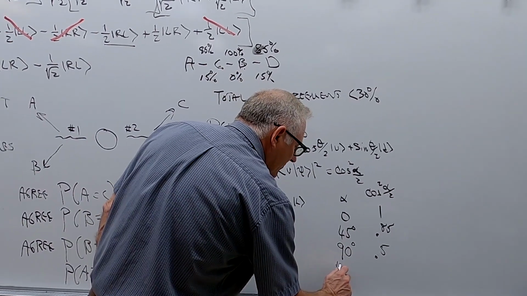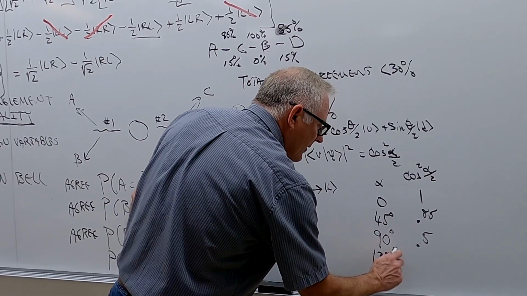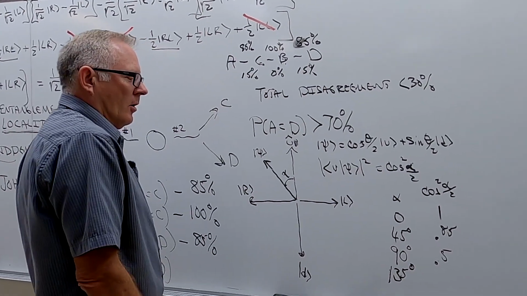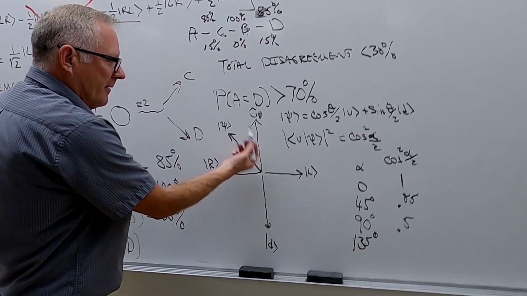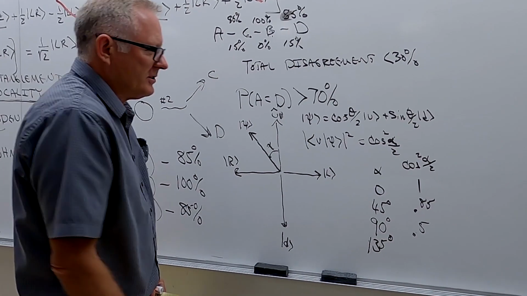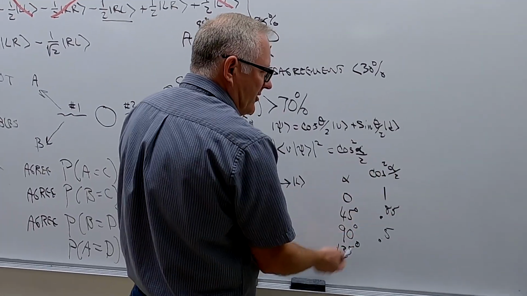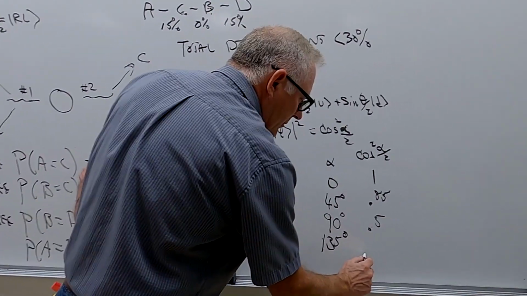Let's take the 135. I don't know if we need that one. Go another. That means that you're way down here between here and here. That'd be the cosine of 135 over 2 quantity squared, and that's your 15%.